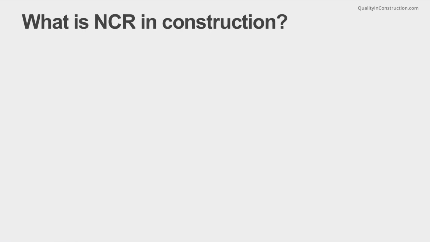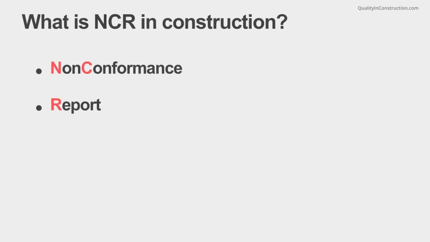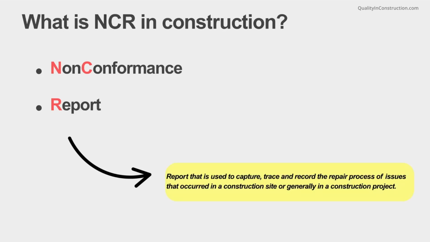Okay, we are going to start with a basic terminology. NCR stands for Non-Conformance or Non-Conformity Report, and it's simply a report that is used to capture, trace, record the repair process of issues that occurred in a construction site or generally in a construction project.